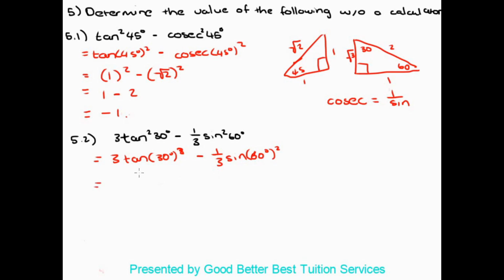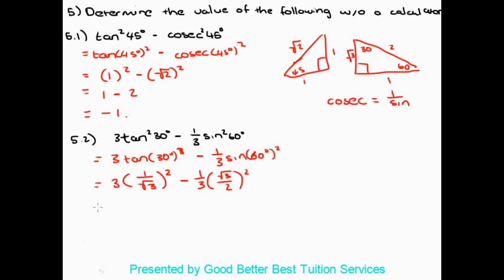So let's go ahead now and look at it. So we're finding tan 30 first. That's going to be 3 times whatever tan 30 is. So here's 30 degrees over here. Tan is opposite over adjacent. Here's the opposite side. Here's the adjacent side. So it's 1 over root 3. That's going to be squared. Minus a third times sine 60. Here's 60 degrees. Opposite over hypotenuse. So that's root 3 over 2. That's going to be squared.